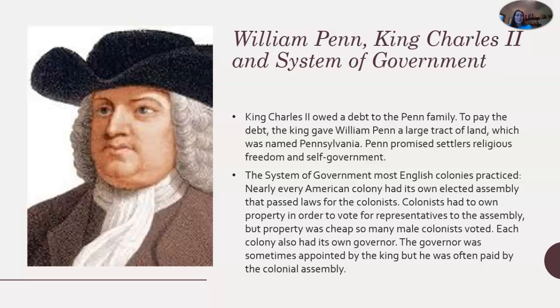The system of government most English colonies practiced: nearly every American colony had its own elected assembly that passed laws for the colonists. Colonists had to own property in order to vote for representatives to the assembly, hint, hint, a little bit like our representatives today, right? But property was cheap, so many male colonists voted. Each colony also had its own governor. The governor was sometimes appointed by the king, but he was often paid by the colonial assembly.